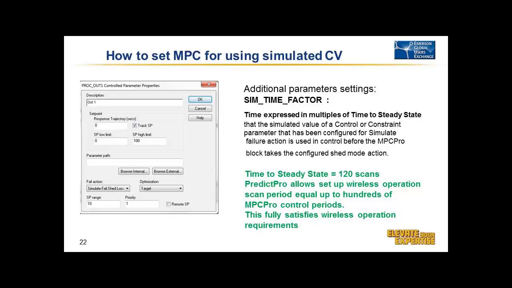And an additional parameter which is not shown here, I mentioned already, is that we may set the time when MPC operates based on the model. In Predict Pro, such a parameter is the sim time factor. It's expressed in multiples of time to steady state. In our case, time to steady state is 120 scans. It's really quite a significant period of time, and normally wireless control is available in much less time, like 10 or 20 MPC scans. What is the range of that sim time factor?